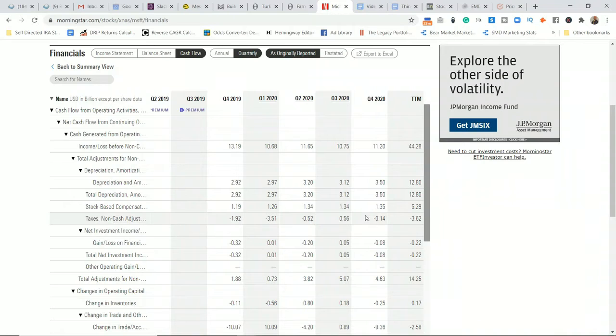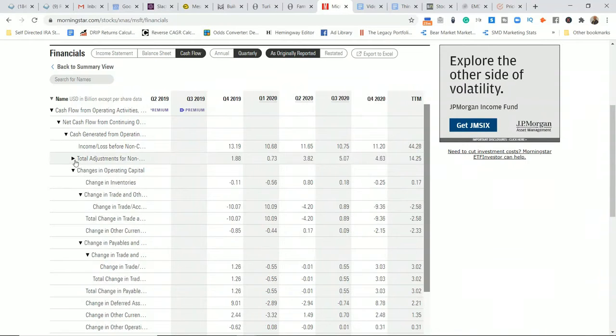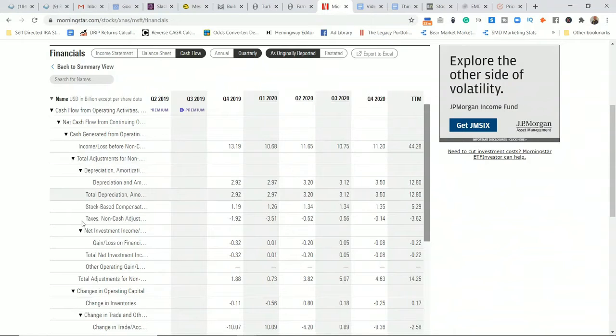Taxes, again, I'm not really sure why these are in the non-cash adjustment, because you have to pay these out. I don't know if these are prorated taxes. To find out for sure, we'd have to go into our financial statements. Then, okay, so let's close this out. Oops. Don't close this out. We're not there yet.